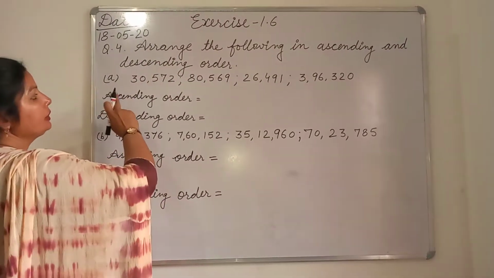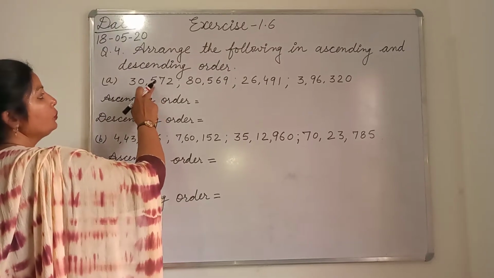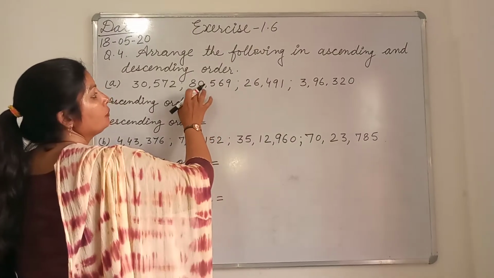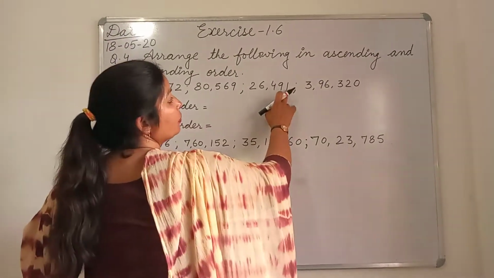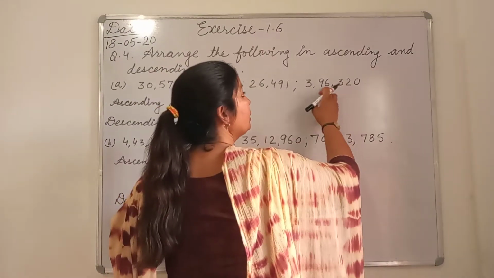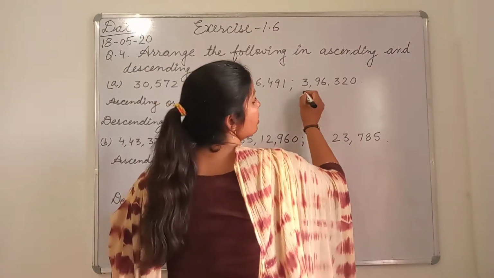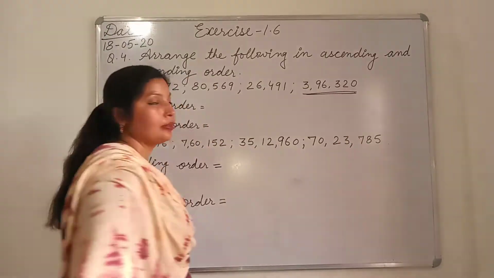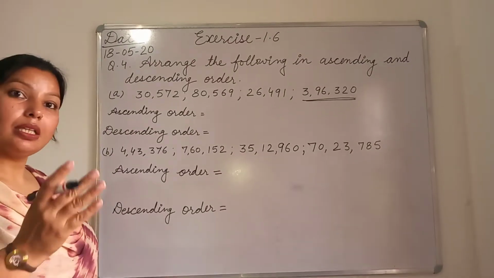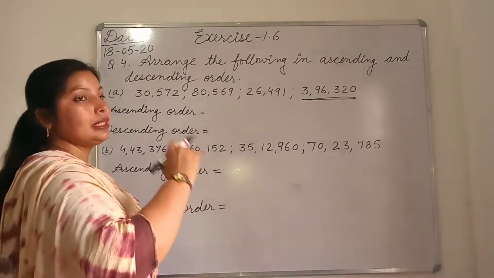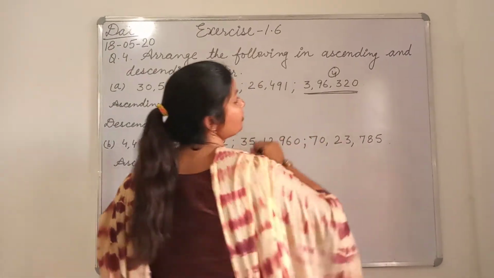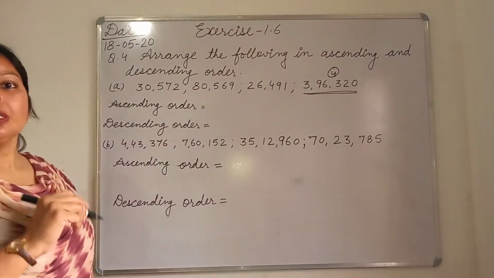See the A part. The first number has 5 digits, the second number 5 digits, the third also 5 digits, and the fourth has 6 digits. So that is the largest. When the number of digits is largest, the number is the largest. So this number will come last, at the fourth position.